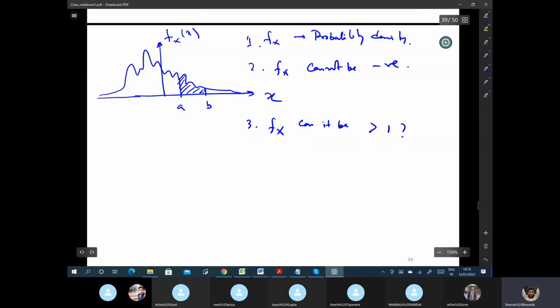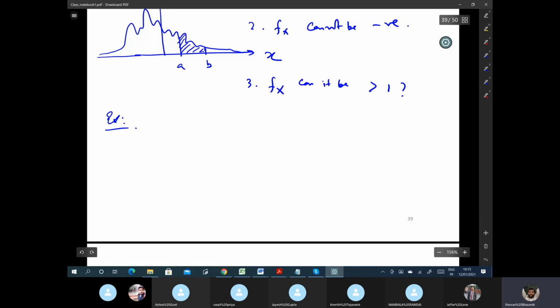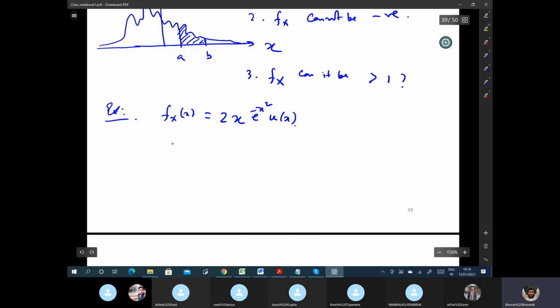Okay, now let's take one example. Can fx of x be 2x e to the power minus x square ux? Where is the 2 from? 2x e to the power minus x square ux. So can it be a valid PDF?